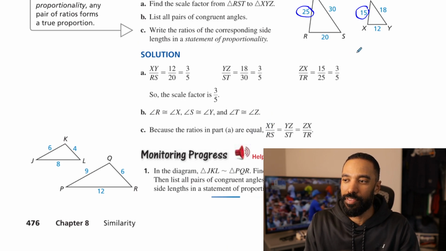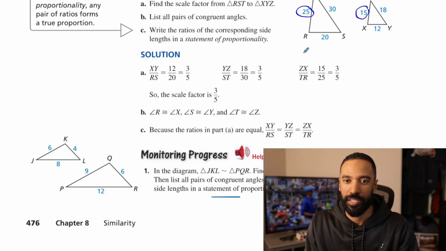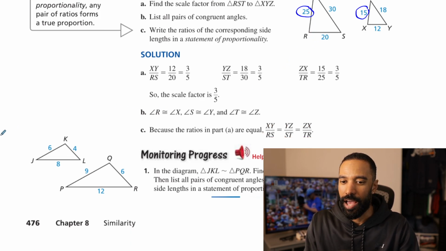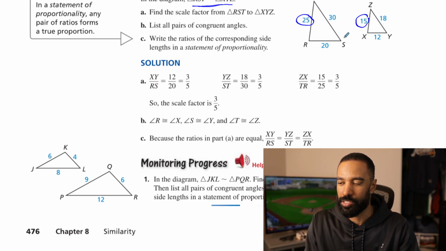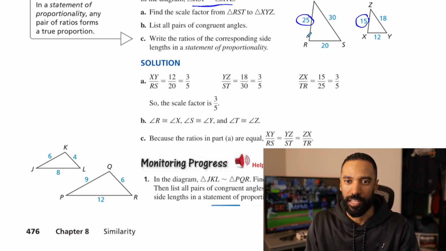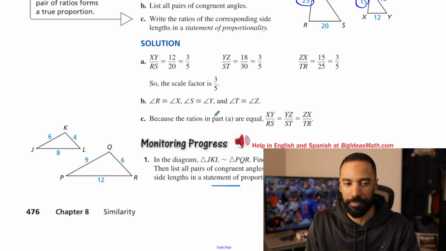All of these, if I divide XY by RS, whoops, I have to fit these all in one shot. XY by RS, I'm getting the same thing as if I divide YZ by ST, and then ZX by TR right there. So those three sets are going to be the same division for the similarity ratio.